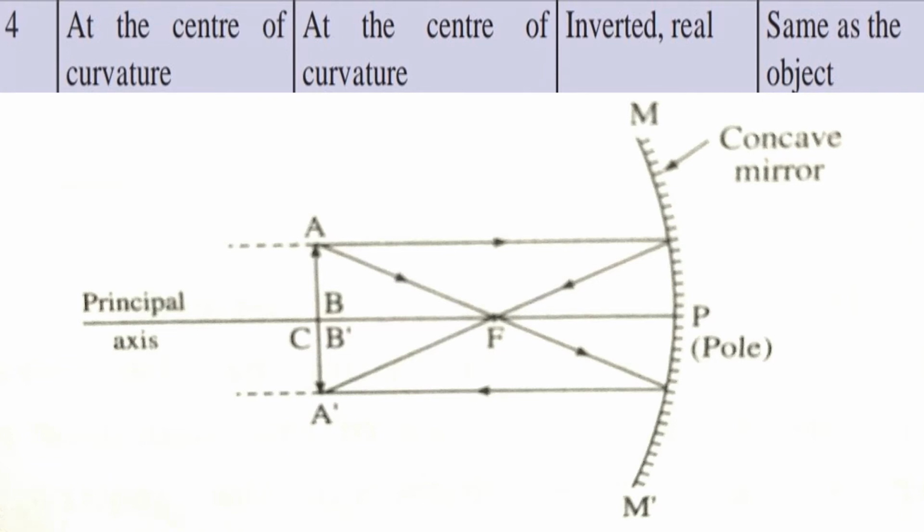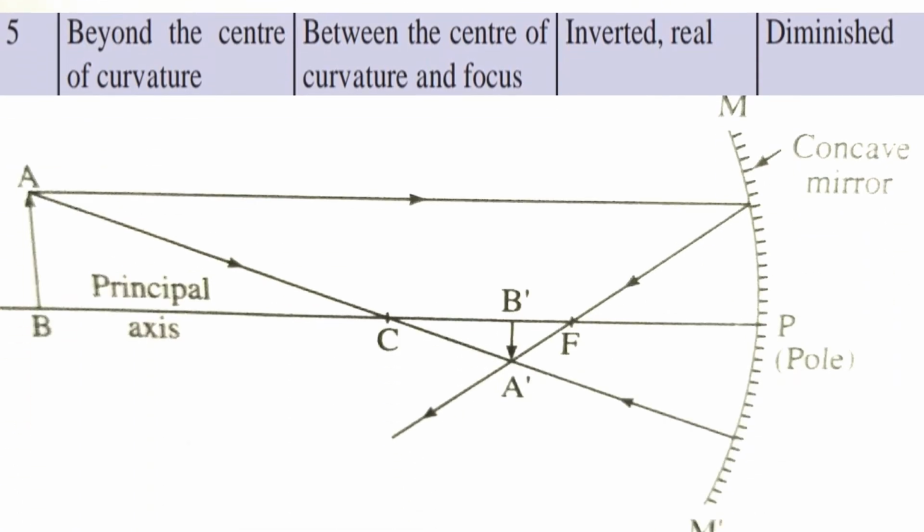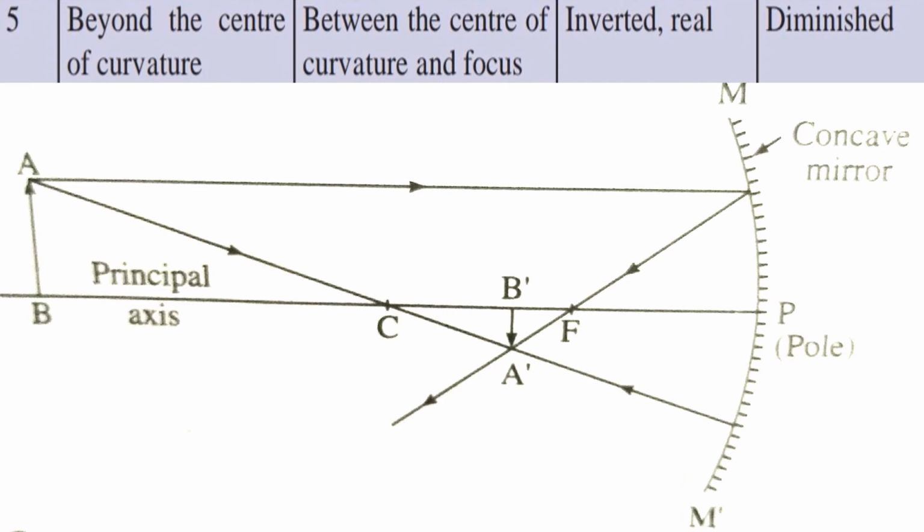Object at the center of curvature. Image at the center of curvature is inverted, real, same as object. Object beyond the center of curvature. Image between center of curvature and focus. Inverted, real and diminished.